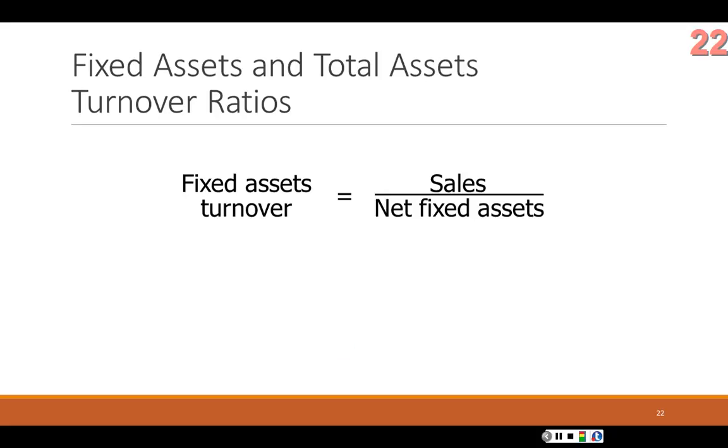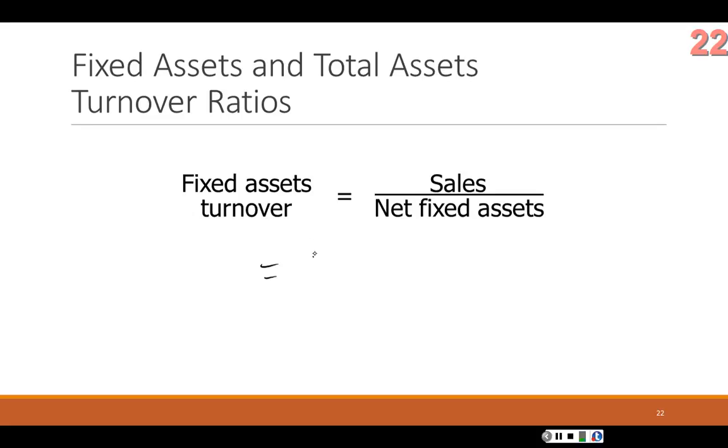Fixed asset turnover. This ratio measures our ability to generate sales from fixed assets. It's most often used in the manufacturing industries. When companies make large purchases, investors watch this ratio to see how effective the investment was. To calculate the fixed asset turnover, that's sales over net fixed assets.